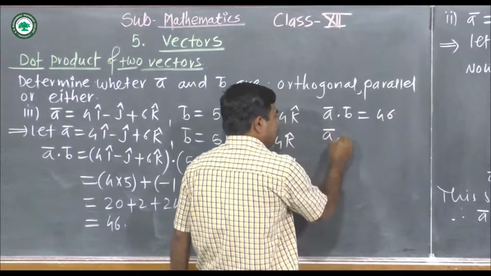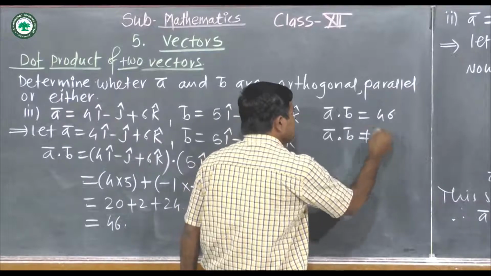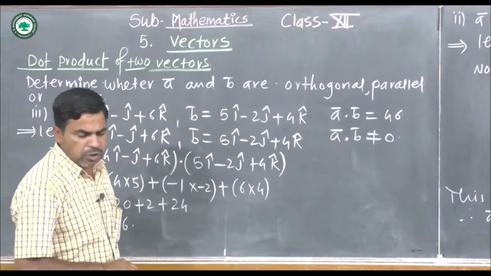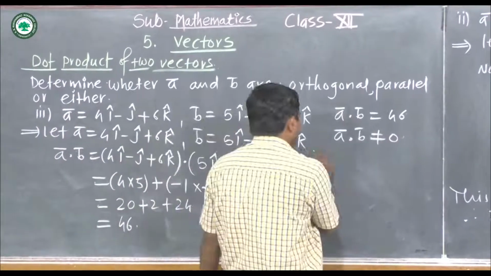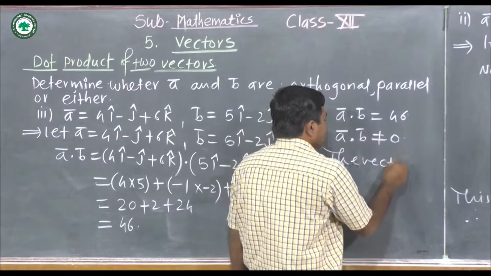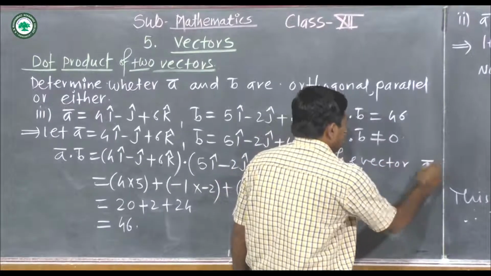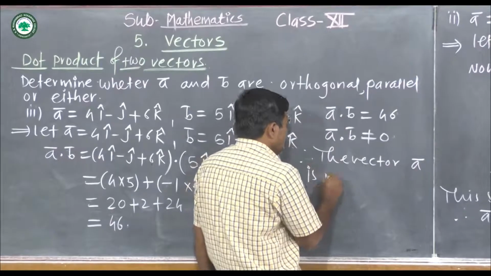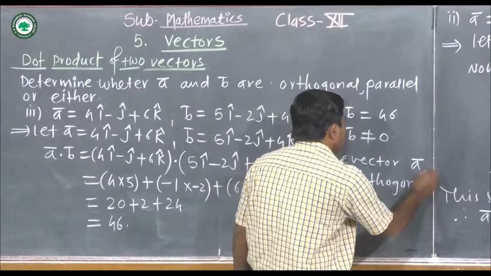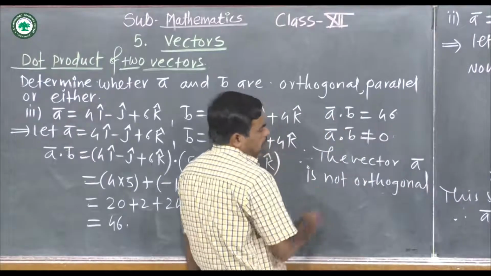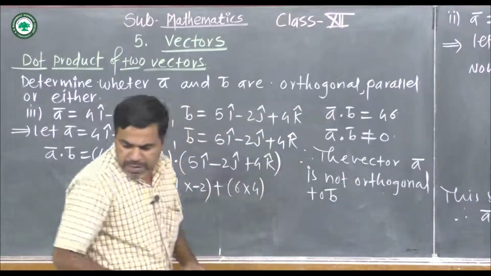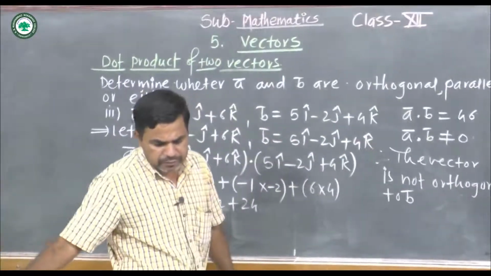It means here A bar dot B bar is not equal to 0. So therefore the vector A bar is not orthogonal, means not perpendicular, to B bar. A bar is not orthogonal to B bar.